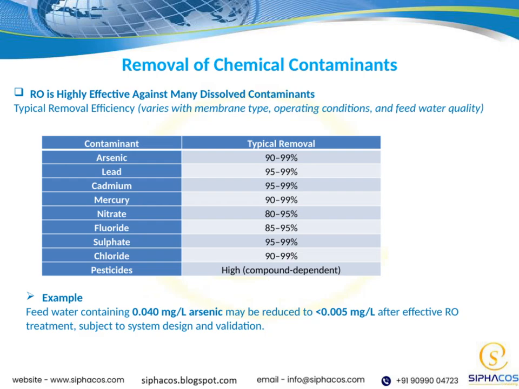Let's look at a real-world example of reverse osmosis in action. Feed water with arsenic levels around 0.04 milligrams per liter can be reduced to less than 0.005 milligrams per liter after effective RO treatment. That's a huge drop, but it depends on the system's design and proper validation. RO membranes also remove a wide range of other contaminants: lead, cadmium, mercury, even nitrates and fluoride, with removal rates often above 90%. It's a powerful method for cleaning water.